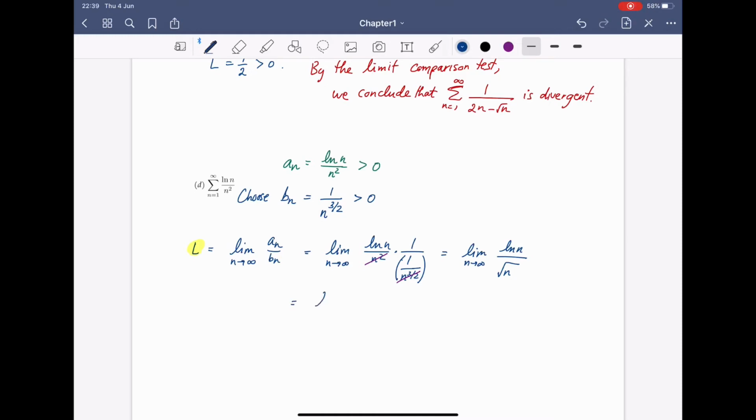So I have the limit as n goes to infinity. Differentiate log n, so I get 1 over n. Differentiate square root n, so I have 1 over 2 times square root n. Here we note that we extend the domain first and then we apply L'Hopital's rule.